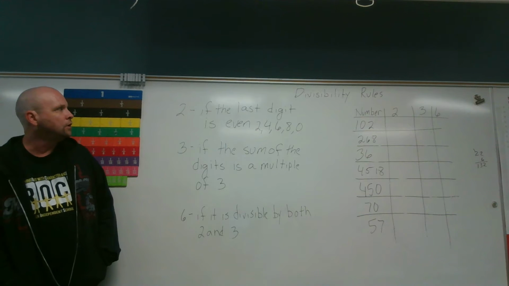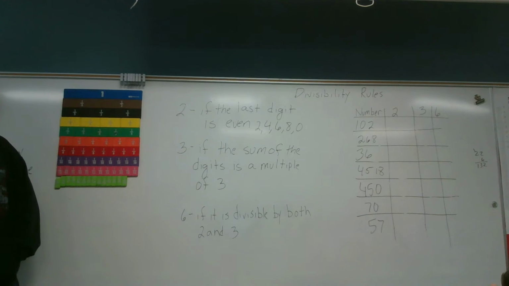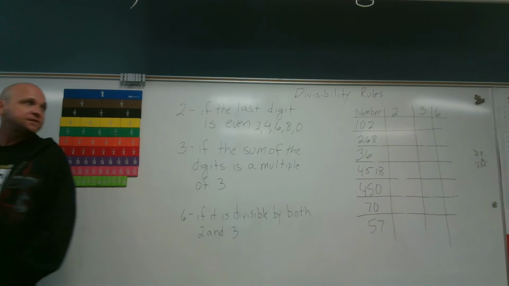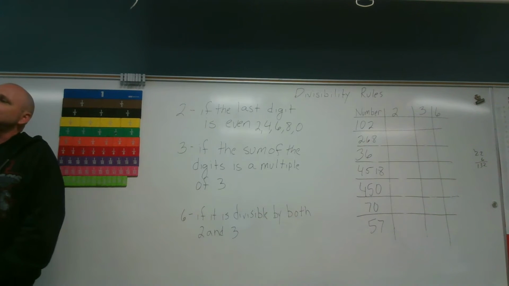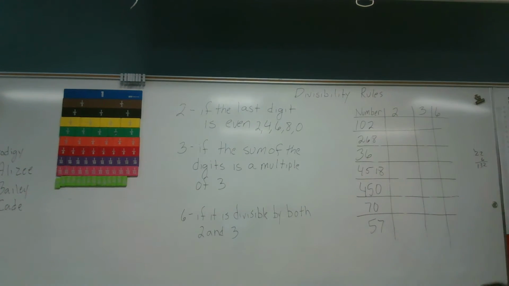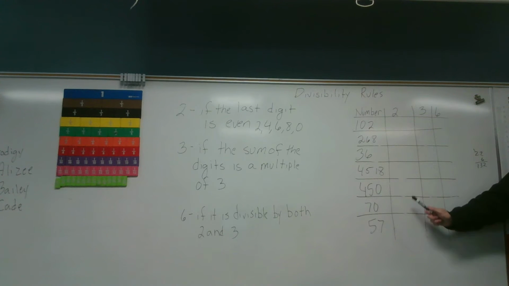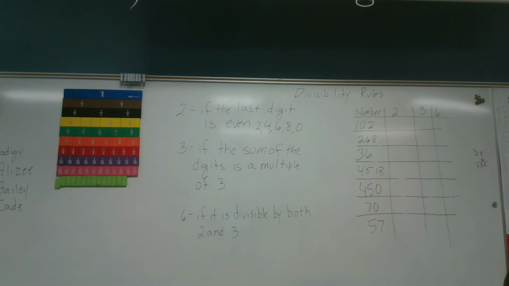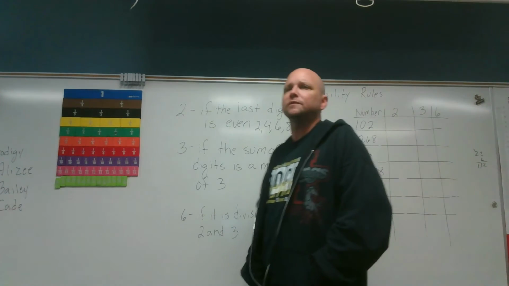So what I want you to do now, if we look at the divisibility rule for 2, if the last digit is even, which is 2, 4, 6, 8, or 0, that number is divisible by 2. So I want you to go through here and put a check on these numbers in the 2 column if they're divisible by 2. And Macy, when we're all done, you get to give yourself a point for answering that question correctly.